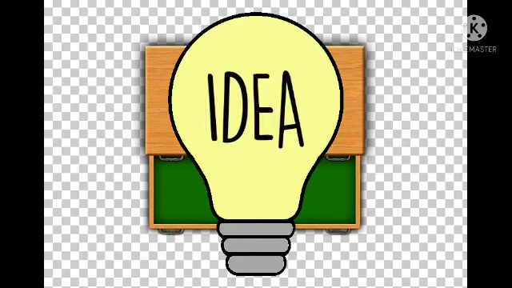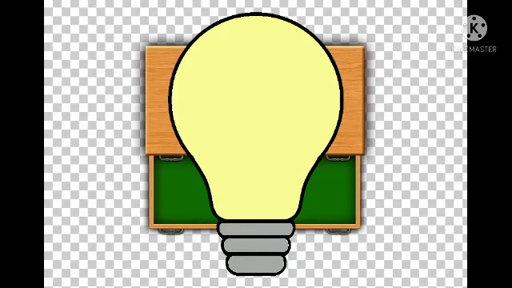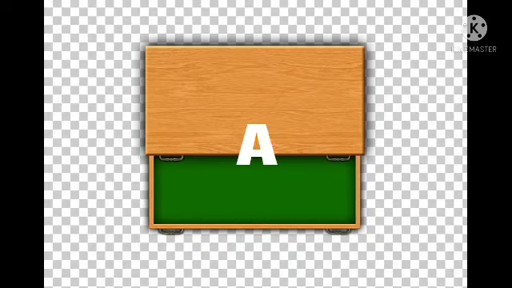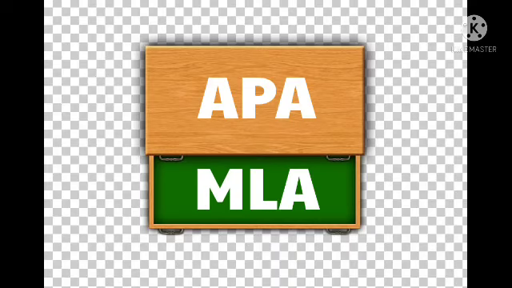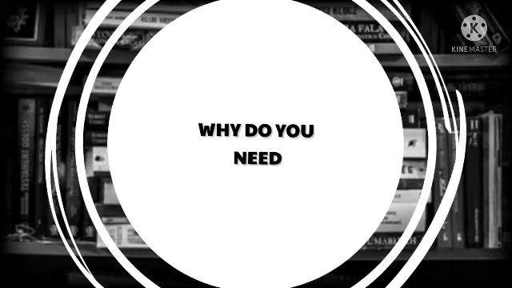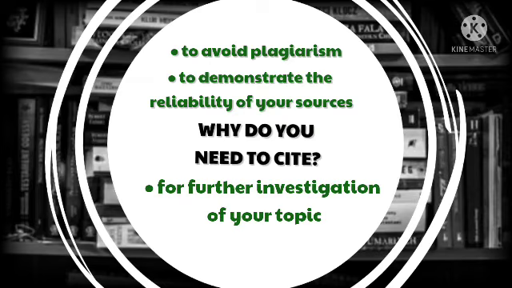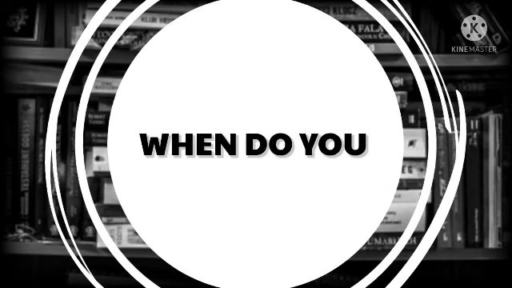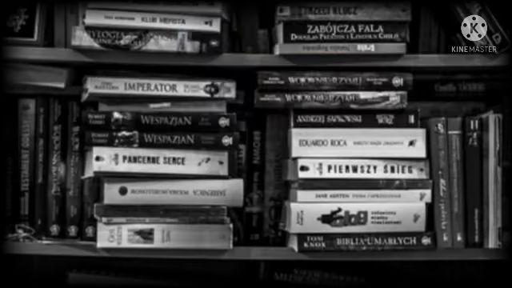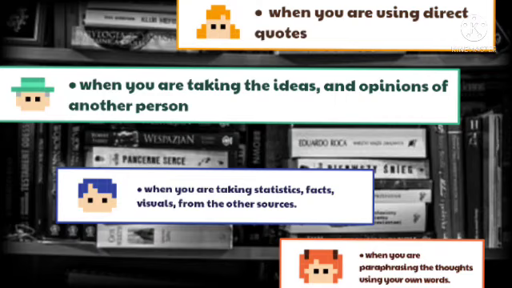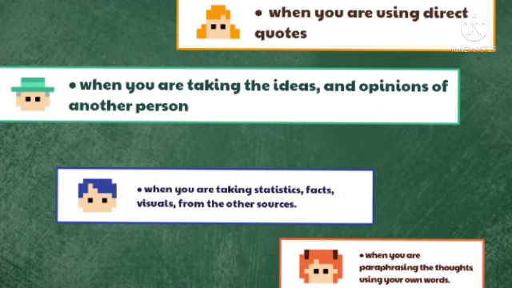But before we continue, do you have any idea what are the 2 most popular formats in citation? You're right, it's APA and MLA format. Why do you need to cite? To avoid plagiarism, and to demonstrate the reliability of your sources, and to let your readers find the sources for further investigation of your topic. When do you need to cite? When you are using direct quotes, taking the ideas, statistics, facts from other sources, and when you are paraphrasing the other thoughts using your own words.